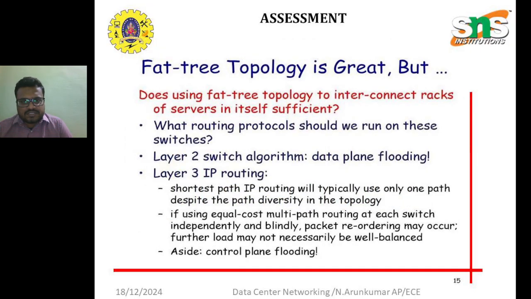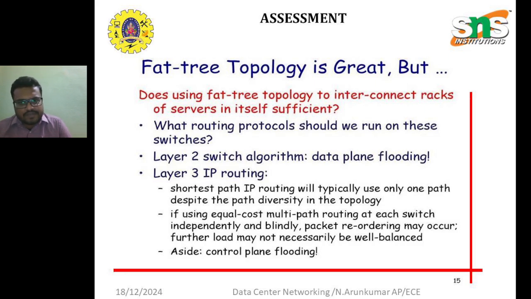And next one is assessment. Fat tree topology is great, but is using a fat tree topology to interconnect the racks of servers in itself sufficient? Because so far we have discussed fat tree technology assigned by the Cisco model. So here they are asking about interconnecting racks, because the data is forwarded based on the interconnected racks through the server. So here they are using layer 2 and layer 3. Layer 2 is a switch algorithm that they are assigning here. Next one is IP routing. So Internet Protocol routing is used so that the TCP models are enabled and it can access all the remaining data to forward the information.